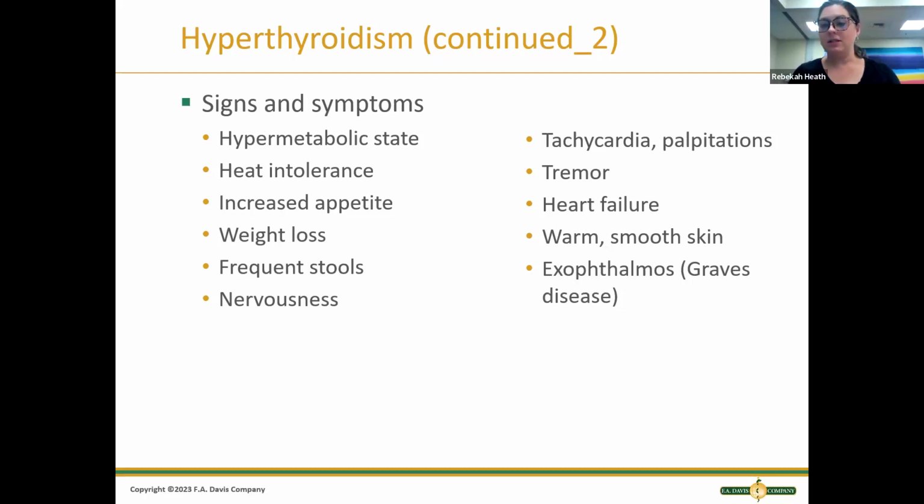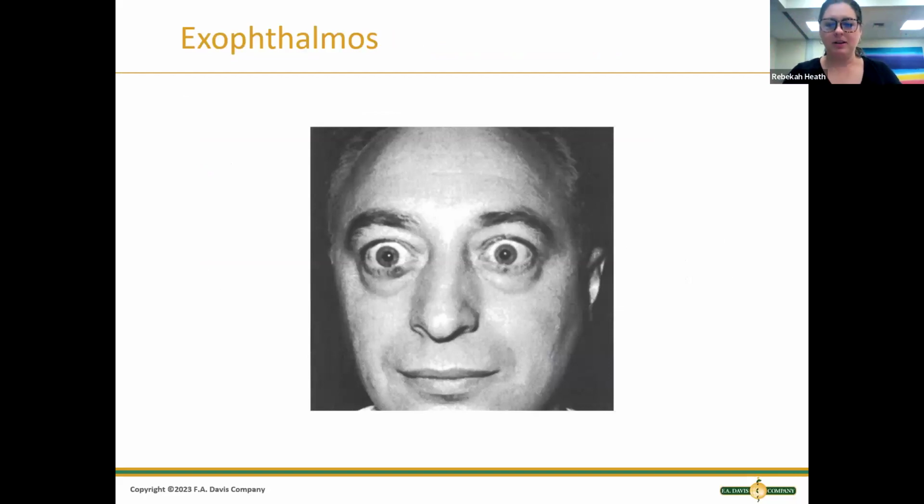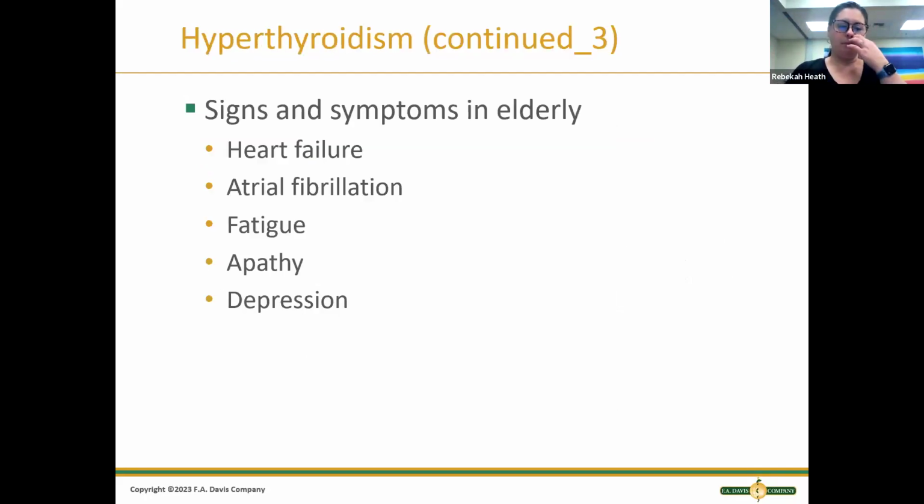They might, in Graves' disease too, have exophthalmos. Have you ever heard of it? It's where their eyes kind of bug out. Oh yeah, I got a picture here. You've probably all seen somebody who kind of looks like that. They might have some issue with their thyroid. Signs and symptoms in the elderly, sometimes it's their heart, right? The palpitations, fatigue.